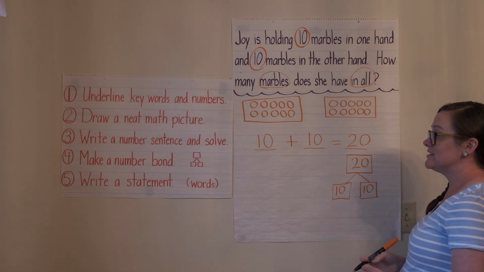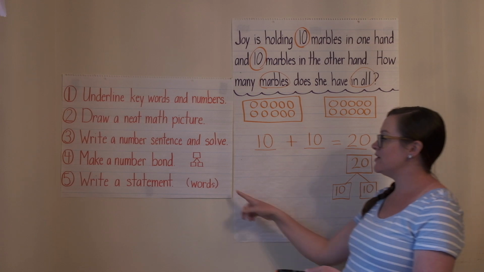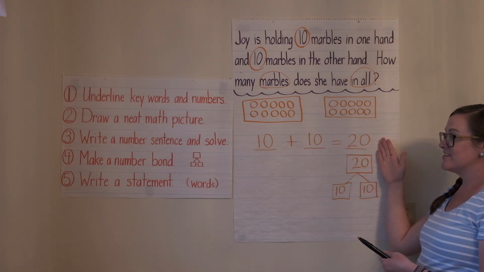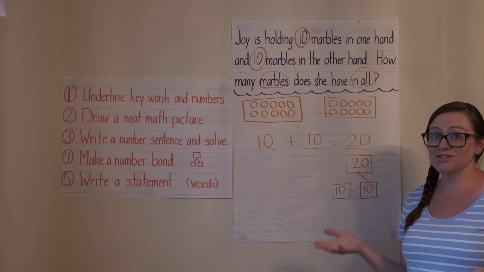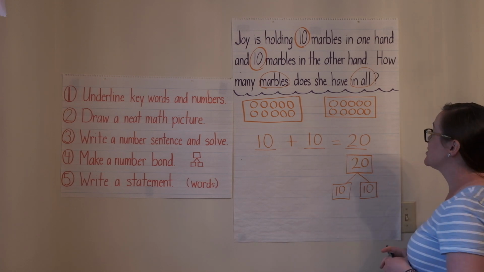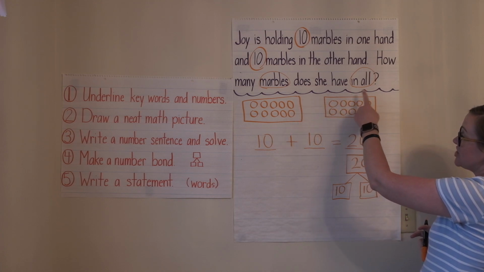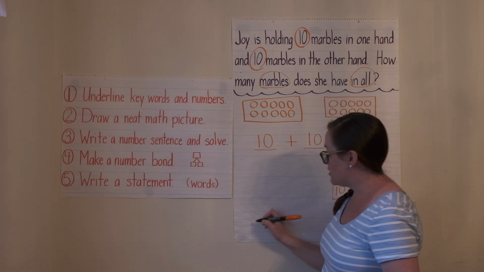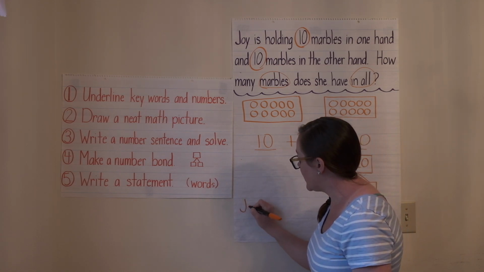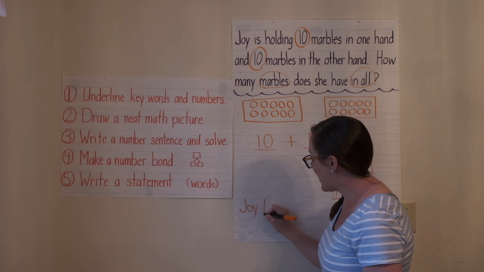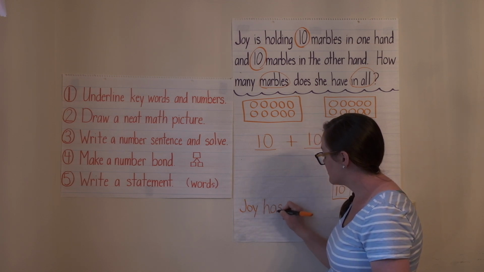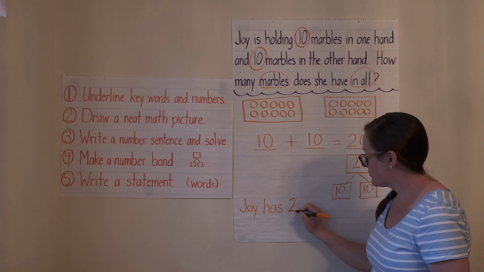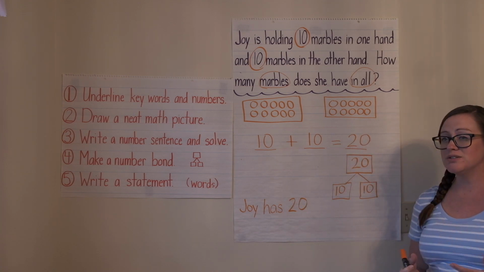So finally today it says write a statement. And I put in parentheses here words. So our number sentence is numbers. Our statement is answering the question that they have asked. So how many marbles does she have in all? We're going to start with the person. The person is Joy. So Joy has, we figured out 20. And then we're going to use the object.